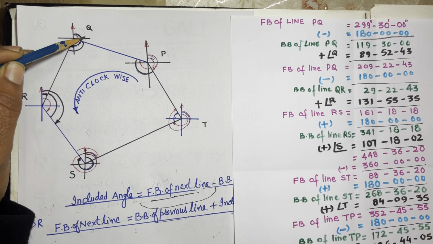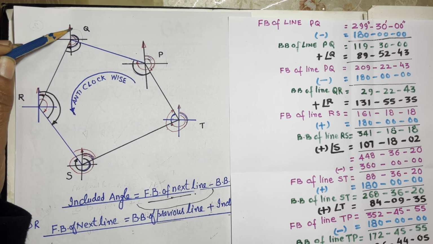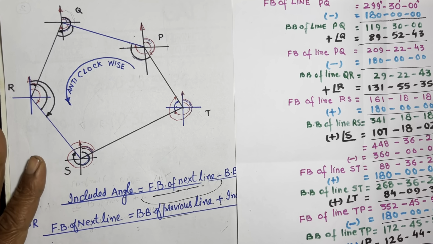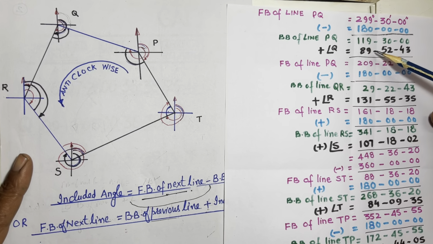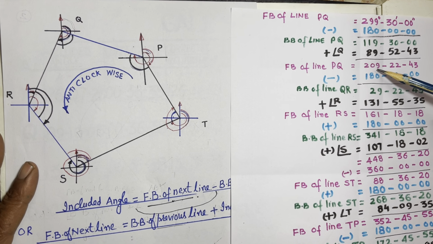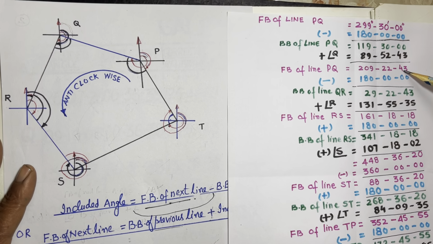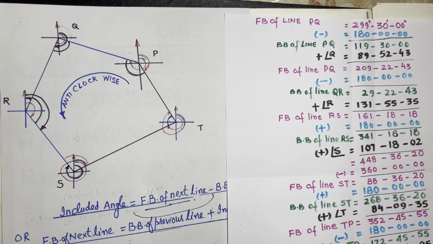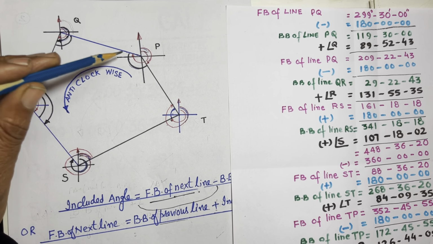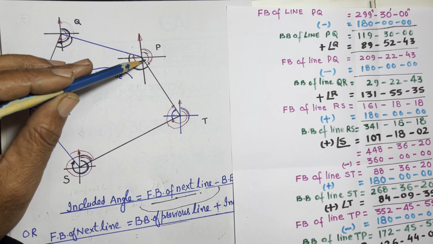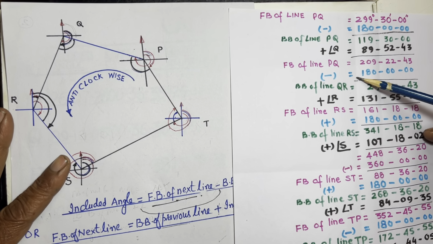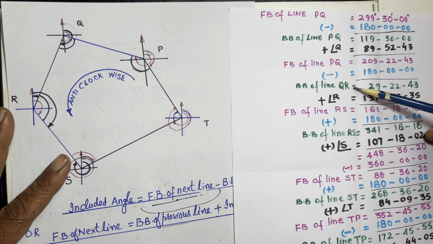After this, now you have to calculate the forebearing of the next line. This is the back bearing of line PQ plus this included angle, which is given over here. So as you can see, back bearing of this line PQ plus this included angle, this is the corrected value of the included angle Q. After this addition, this comes to be 209 degrees 22 minutes and 43 seconds. This is the forebearing of line QR. In the sketch you can see the forebearing. Similarly, we calculate the back bearing of line QR.